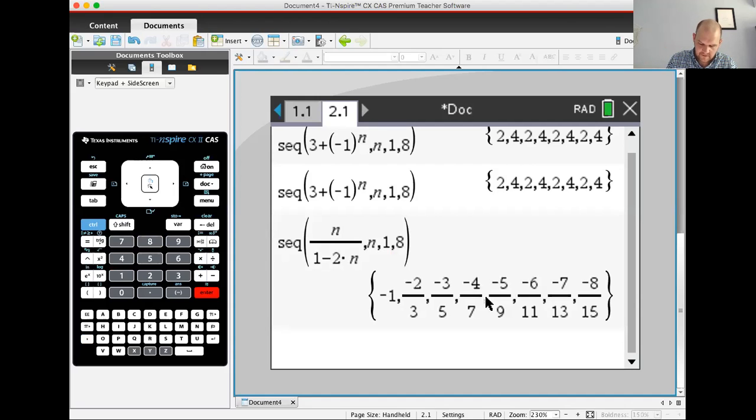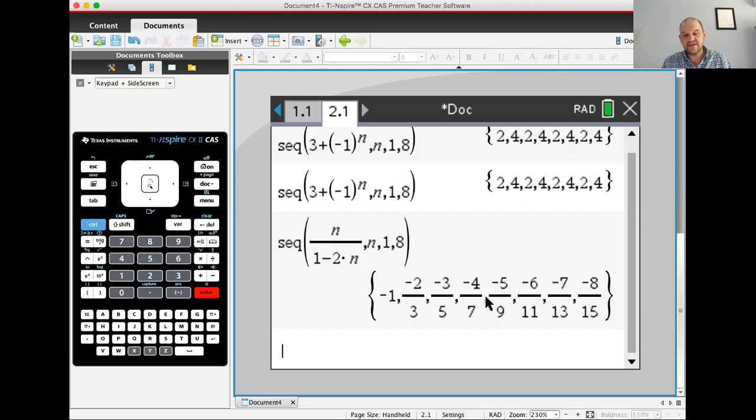So -1, -2/3, -3/5. So it's like the counting numbers, the negative counting numbers over the odds, I guess. Oh, hopefully that's right, because that's what I'm going for. -5/9, yeah. -6/11, -7/13, -8/15, comma, dot, dot, dot.